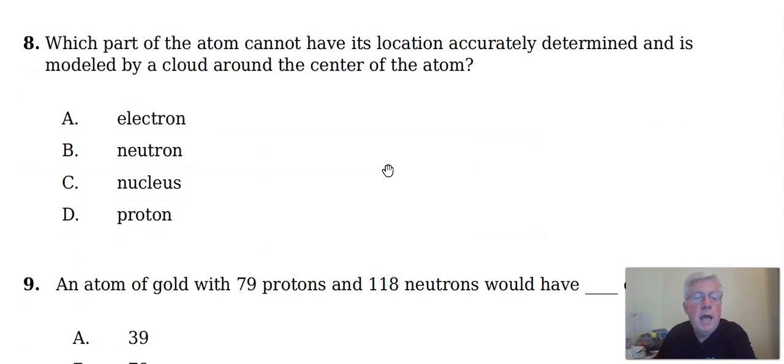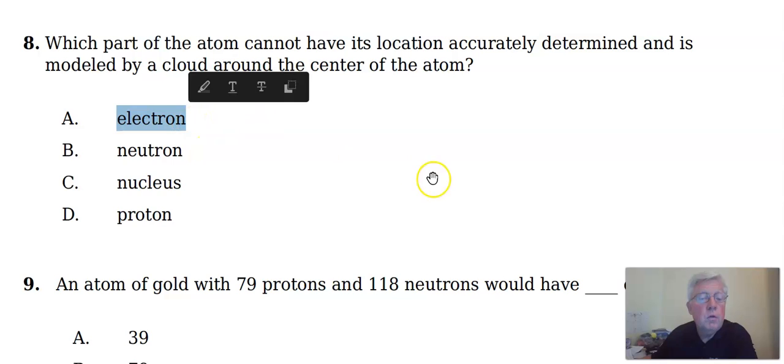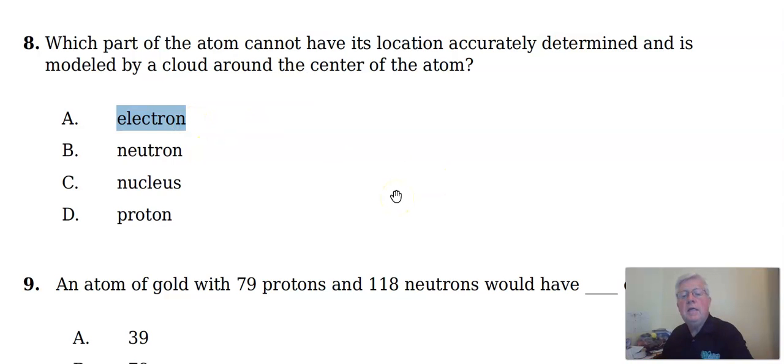Which part of the atom cannot have its location actually determined and is modeled by a cloud around the center of the atom? Well, we've talked about an electron cloud all week. So the best answer is A. And you know, you've probably heard about Schrodinger's cat and all of those things, or maybe you haven't. But the bottom line is, we really don't know where those electrons are at any point in time.